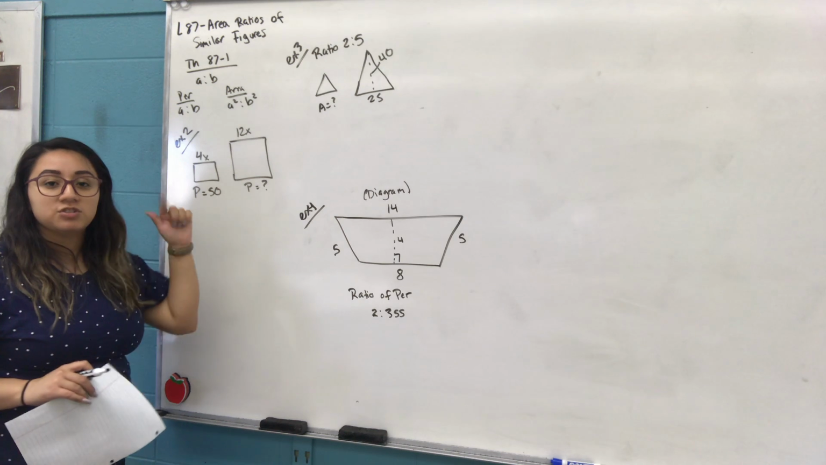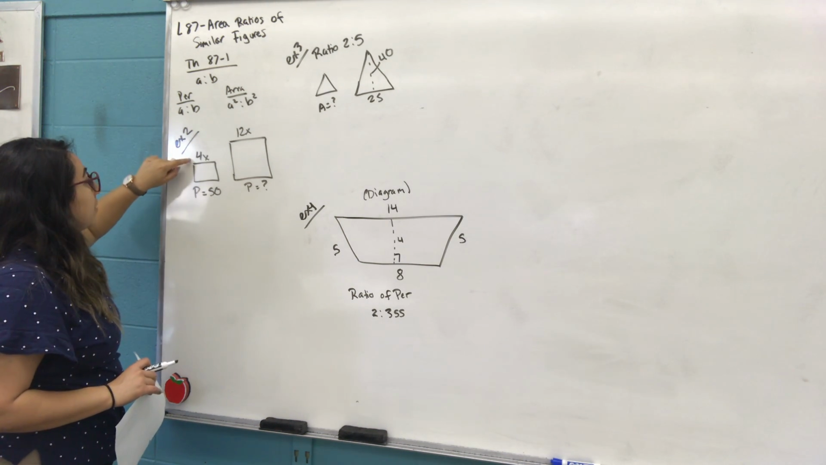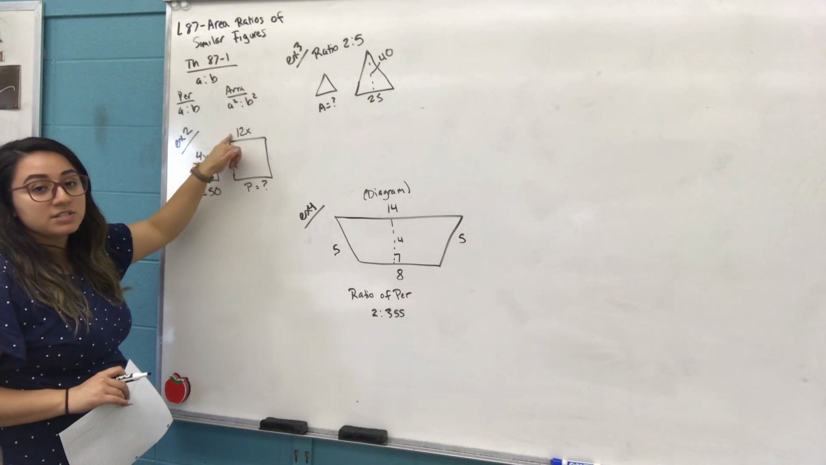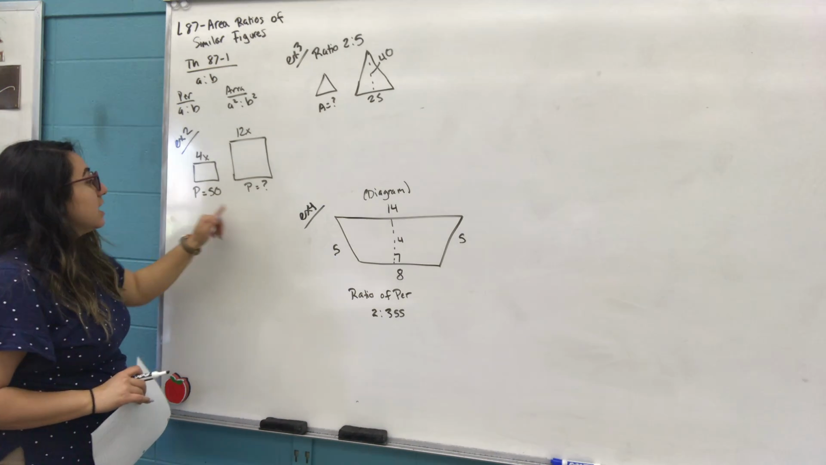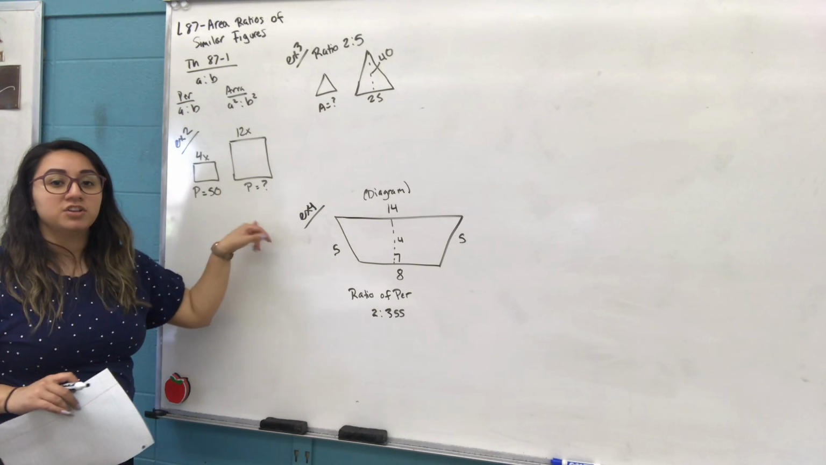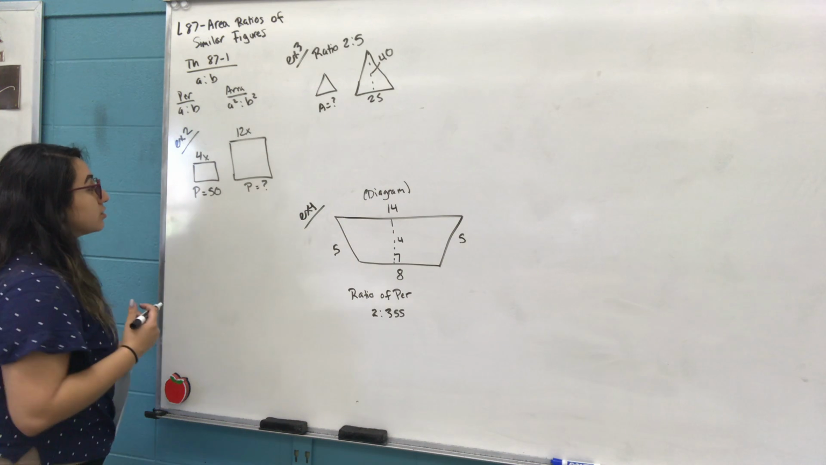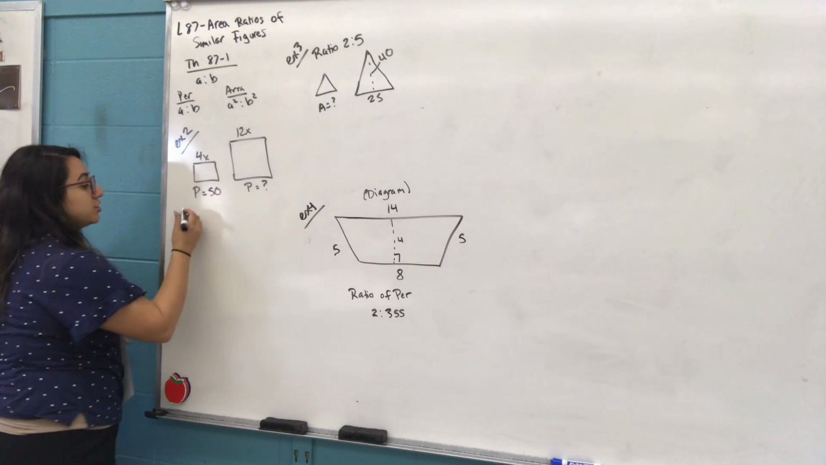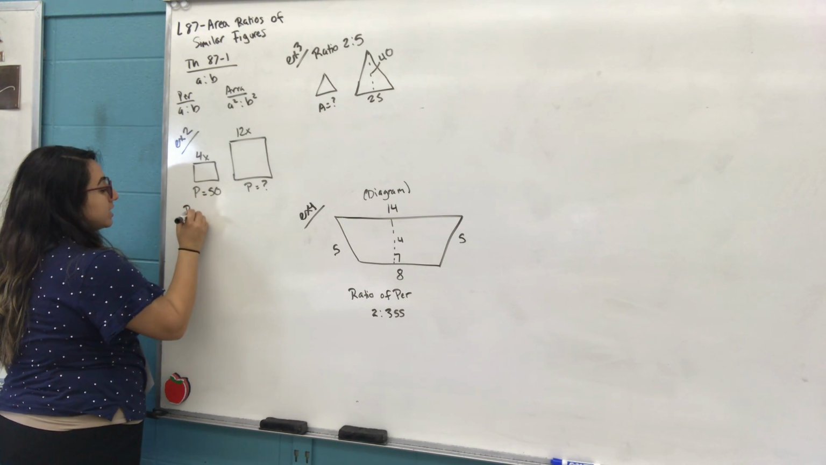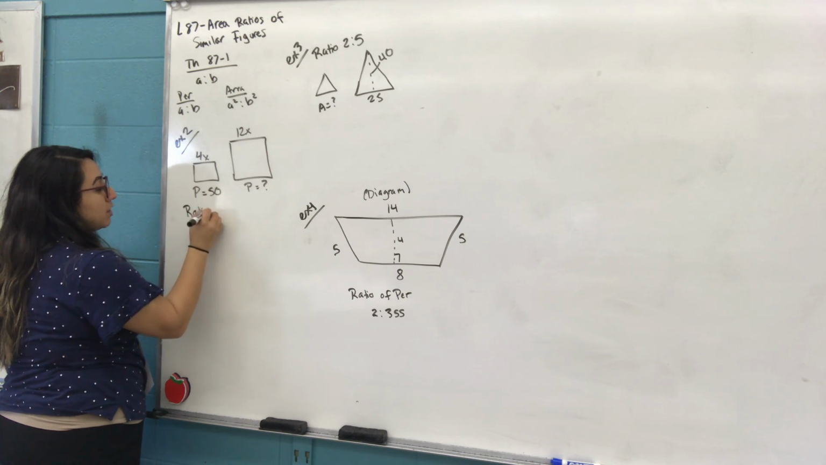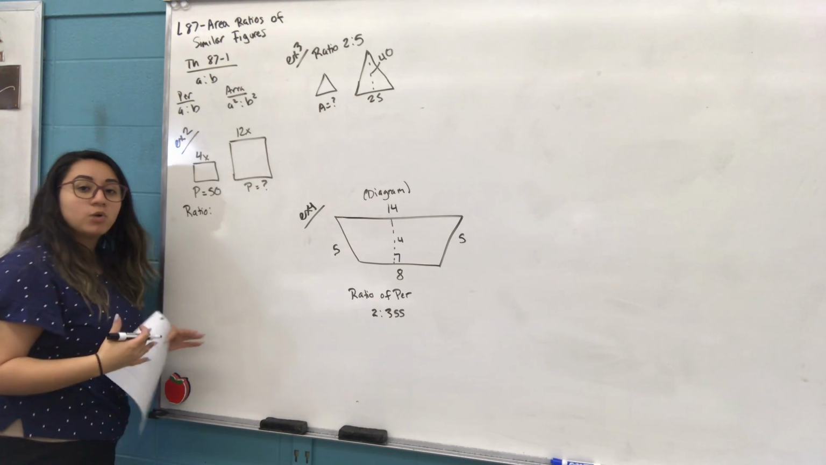But we know for perimeters, you just add up all the sides. So here we have 4x for a side, we have 12x for the other side. We know that one perimeter is 50. We have to find the perimeter of the other one. So what we can do to solve for this is go ahead and find our ratio. Our ratio is what we always have to start with. We always need that.